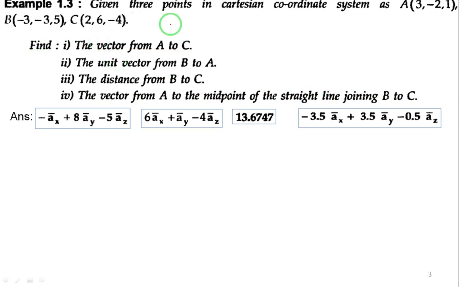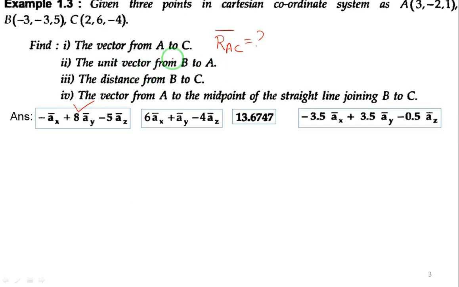Given 3 points in the Cartesian coordinate system, A, B, C. Find the vector from A to C. Already you know this, so I will not concentrate much here. So vector RAC: apply the distance formula and find out vector RAC. So this is the answer for vector RAC. You will get this. Then find out the unit vector from B to A.